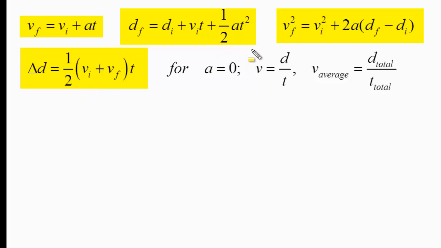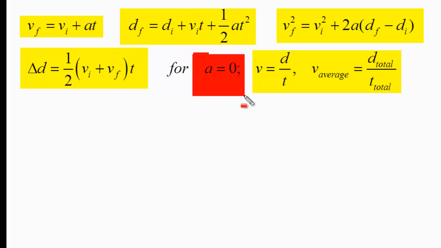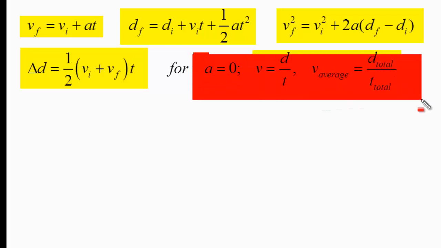And finally, the ones that we've already seen, v equals d over t, and v average equals d total divided by t total, can only be used when acceleration equals 0. So you have to be really careful with them. Again, warning: only use those when acceleration equals 0.